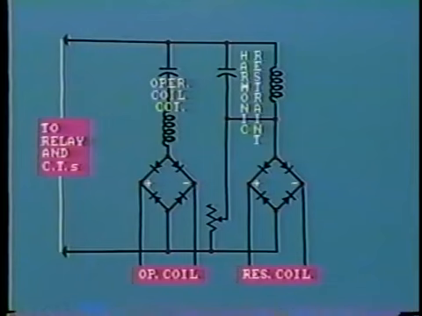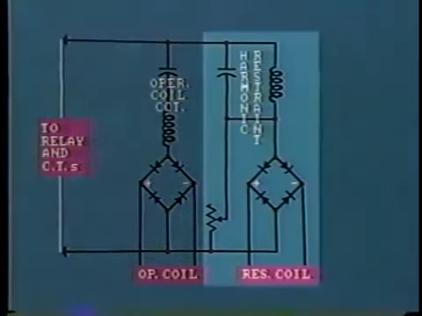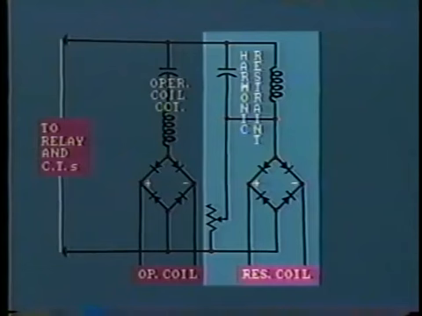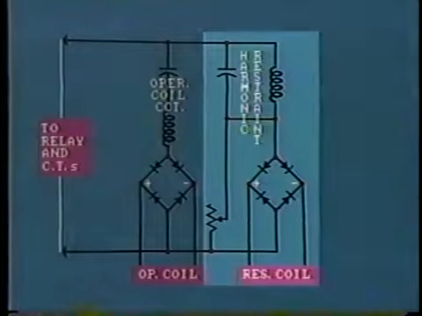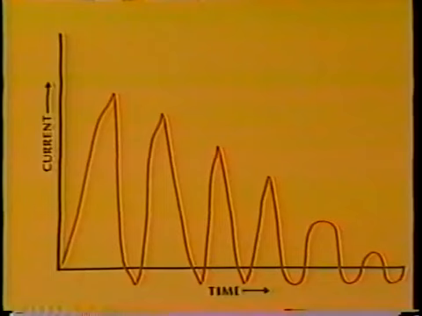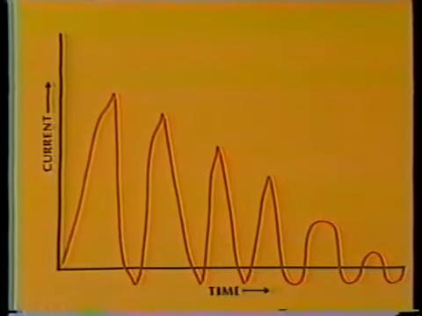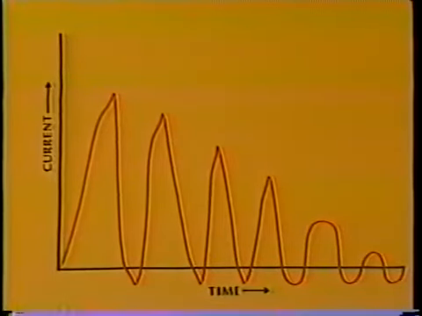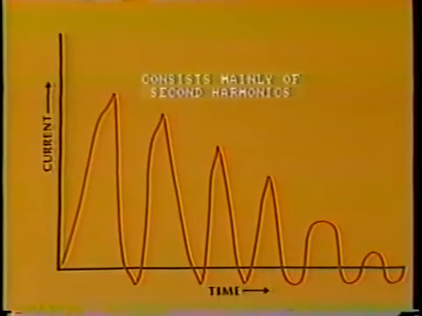This is the schematic for the harmonic unit. It is actually a tuned circuit made up of capacitors and reactors designed to detect second harmonic current. What do we mean by second harmonic? Well, in the initial charging of the transformer, a very high magnetizing current is required, which distorts the normal 60 hertz current sine wave. When analyzed, we find most magnetizing current is second harmonic component, that is, a current at twice normal 60 hertz frequency.